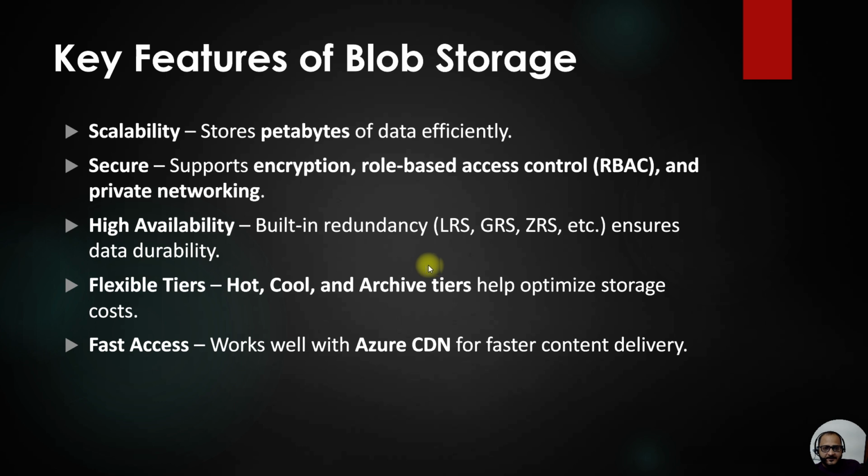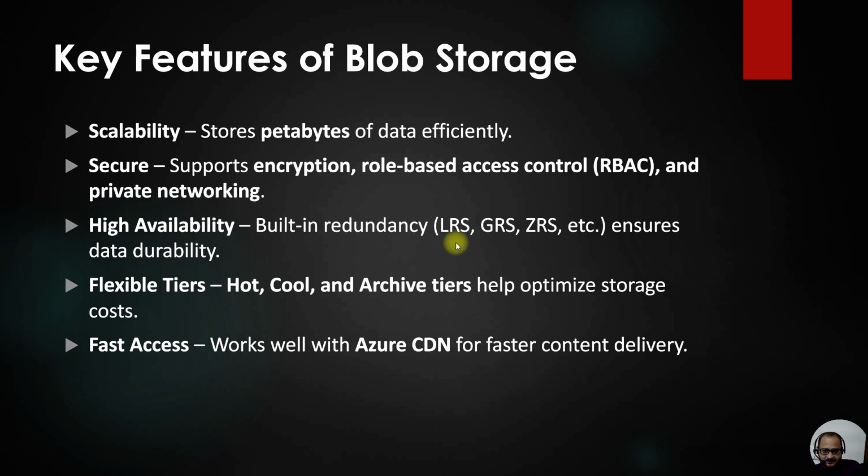Now the third feature we have here is high availability. Microsoft Azure provides, by default or built-in, a high availability option which is called redundancy options. So we have LRS, which is locally redundant storage. Then we have GRS, which is geo-redundant storage, and ZRS, which is zone redundant storage, and then three more. I've already created a playlist or video on these redundancy options. So if you want, you can go and check out in more detail about these high availability options.